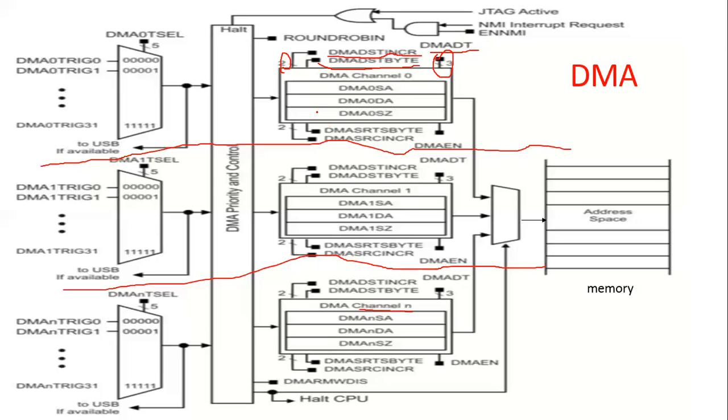Then similarly, come to the bottom of channel 0. Here also the same things. 2 bits are used for source incrementing. SRC means source incrementing. That means the source address may be incrementing, decrementing, or no change. Similarly, DMA SRTS means source.